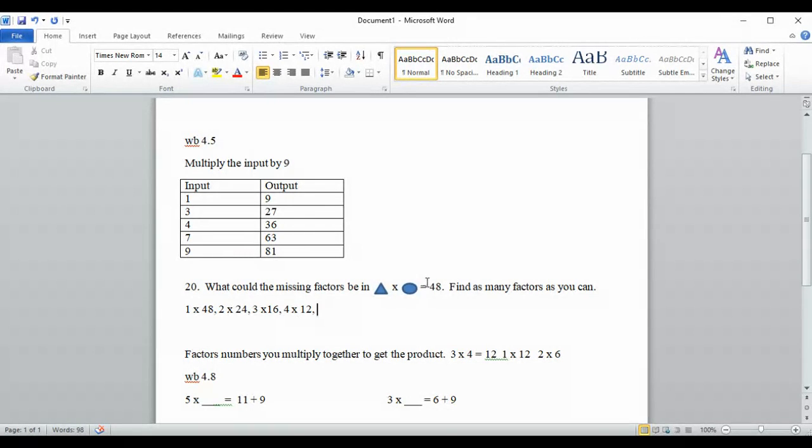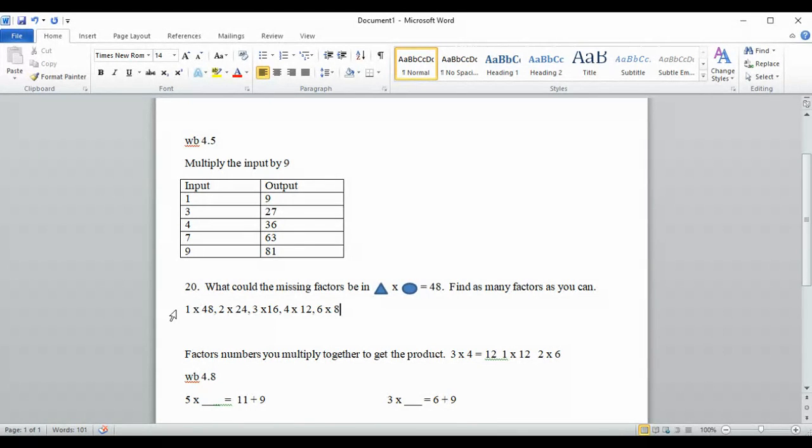Will 5 work as a factor? Well, when we multiply anything by 5 to get 48, if you recall your 5s, every answer to a 5 multiplication problem either ends with 5 or 0. So 5 is not going to work here. Can we multiply 6 times any number and come up with 48? I hope you said 8. 6 times 8 is 48.